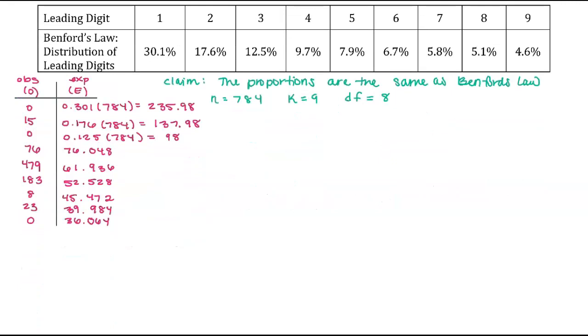The first step in our hypothesis test is to figure out the null and alternative hypotheses. With a goodness of fit test, the null hypothesis is always the idea that the observed frequencies conform to the expected frequencies, that they are equivalent. So in this case, we'll need to say that the probability of a check beginning with 1 is 0.301, and the probability of a check beginning with a 2 is 0.176, and the probability of a check beginning with 3 is 0.125, and so on.